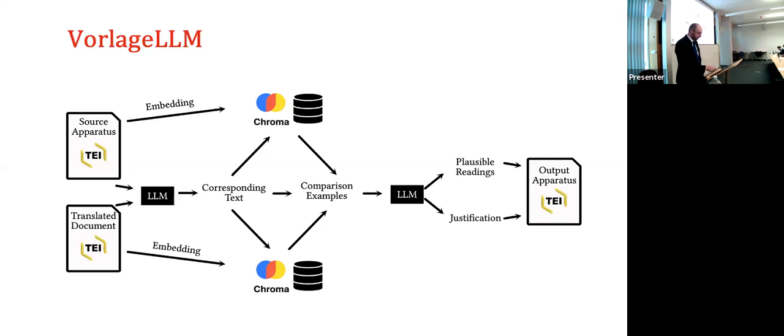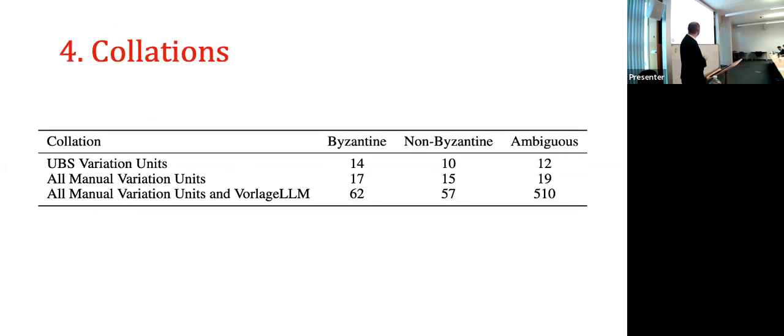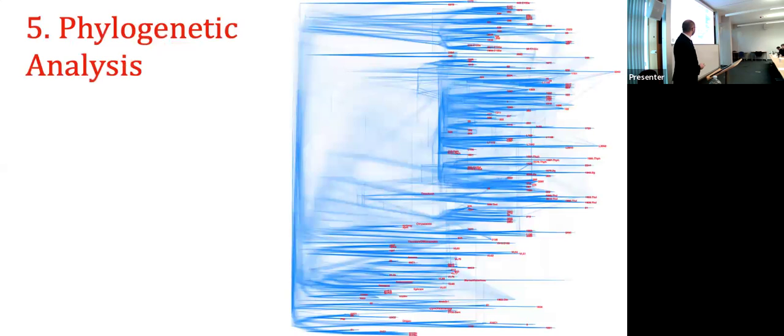Now, I'm running out of time, so I'm just going to go a little bit quicker. This is the result of the collation. In the 36 UVS readings, we found 14 Byzantine readings and 10 non-Byzantine ones, and 12 were ambiguous. Then the full one, where you include the results of Vorlage LLM, we get 57 non-Byzantine readings, 62 Byzantine ones, and a whole lot that are ambiguous. Partly because Vorlage LLM is very conservative with its decisions. If it thinks there's any possibility that one of the readings could have been a plausible source, it'll include it. And I'll give you some examples at the end of what it's doing there.